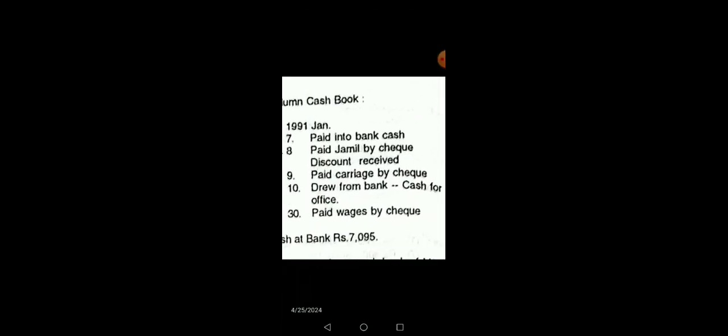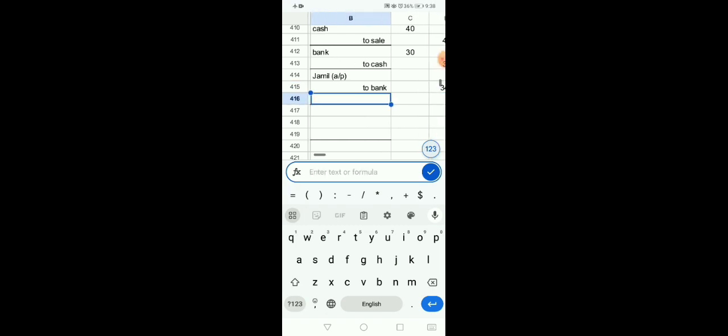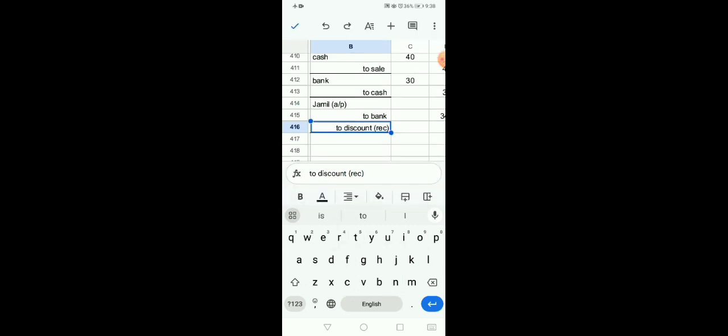The other thing mentioned is that you have received discount. When you are receiving discount, it is in your benefit, it is your income. Income should be mentioned on the credit side, so you will mention discount on the credit side. We have mentioned received beside discount. How much is the discount? I hope you can see that the discount amount is 5. So you will mention 5 in front of discount as it is credited. So you will write the amount on the credit side.